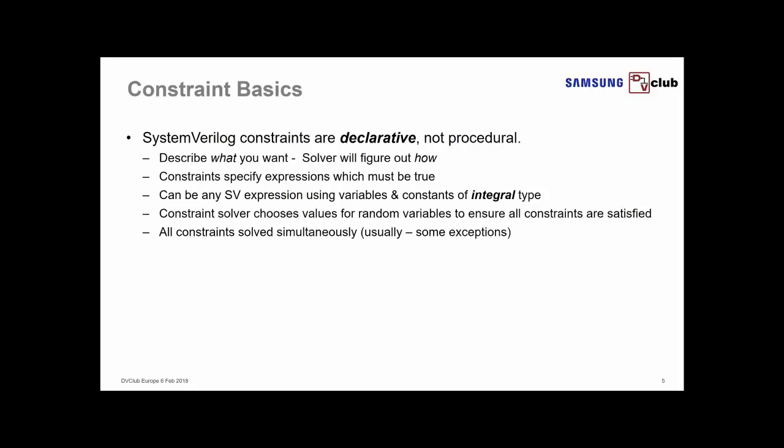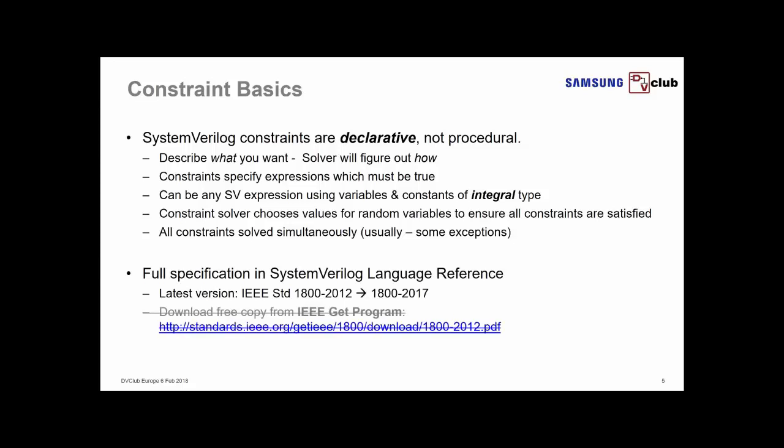And one thing that sometimes throws people off is that all these constraints are solved simultaneously. It's not like you're solving constraint A and then constraint B. Everything's happening all at once. Now there are some exceptions to that. You can control the order of the solving, but for the most part, it's a set of simultaneous equations that are being solved.